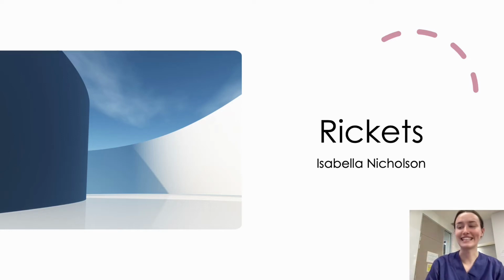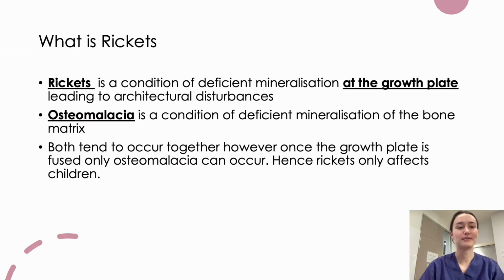Okay, so my presentation today is on rickets. Just a quick definition. Rickets is a condition of deficient mineralisation at the growth plate leading to architectural disturbances, whereas osteomalacia, which Annabelle will be talking about later, is a condition of deficient mineralisation of the entire bone matrix. As you can imagine, both tend to occur at once, but once the growth plate is fused, then only osteomalacia can occur. So rickets only affects children.